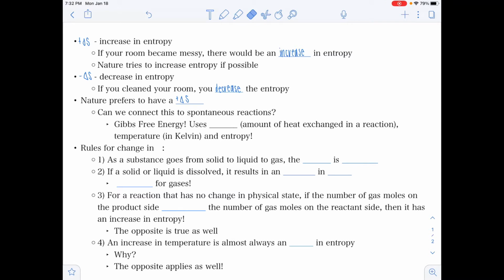So I'll just define all those variables. Delta G is Gibbs free energy. Delta H is the enthalpy, which is actually the amount of heat exchanged in a reaction. T is temperature in Kelvin, and delta S is entropy. So that's how entropy connects to spontaneous reactions. That was just a quick little connection.